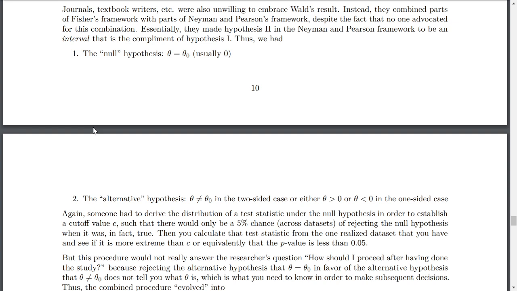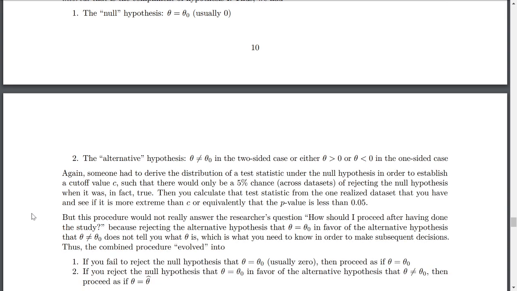Then you do the same sort of thing where you get the distribution of the test statistic under the null hypothesis, control your error rate, etc. And then you can calculate it for the one test statistic you observed in your one realized data set that's randomly sampled from the population, to see if that value is greater than or less than C, or equivalently that the p-value is greater than or less than 0.05 or whatever type 1 error rate you want to specify.